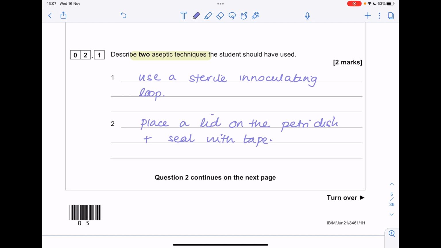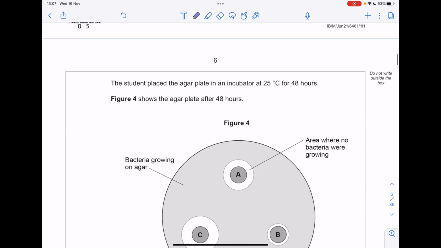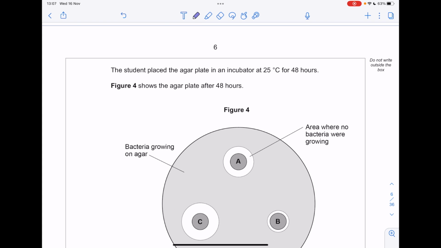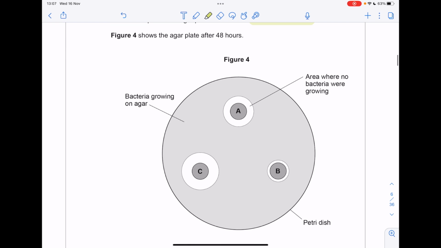You could also mention only lifting up the petri dish lid a little bit, or you could have used sterilised agar. The student placed the agar plate in an incubator for 48 hours. Figure 4 shows the agar plate after 48 hours.